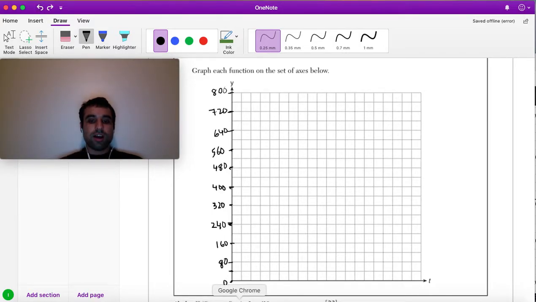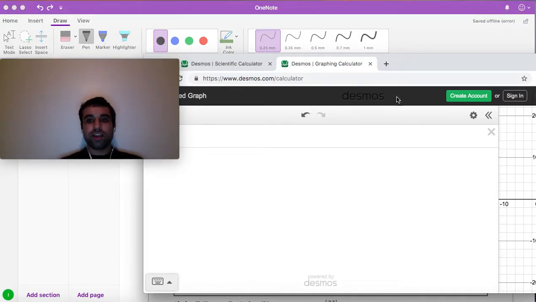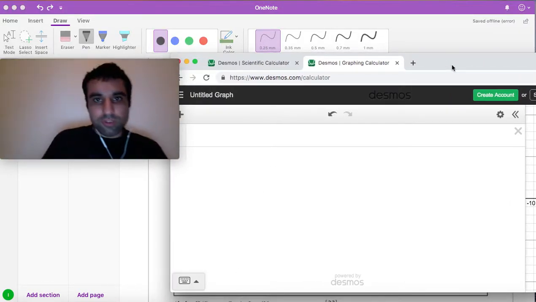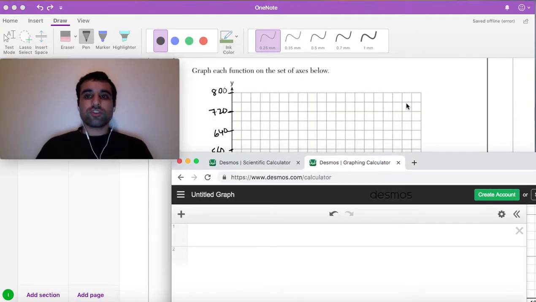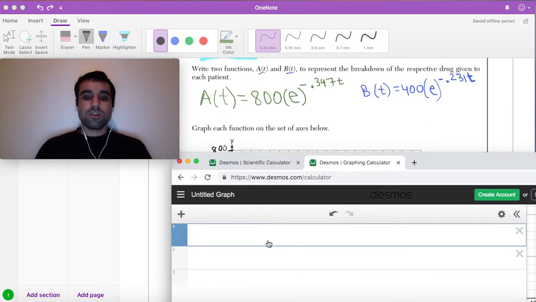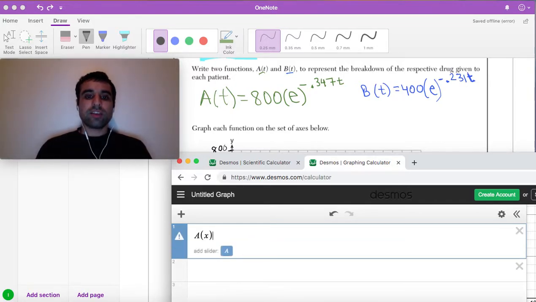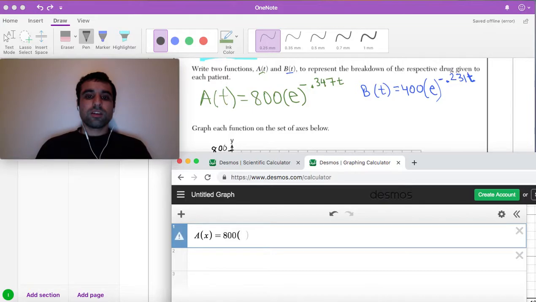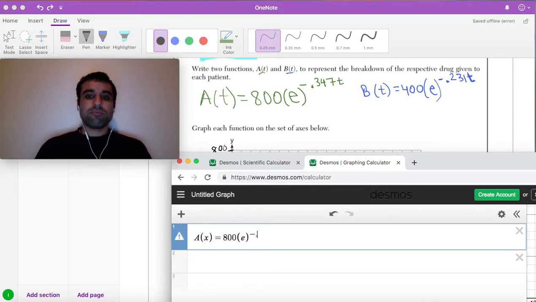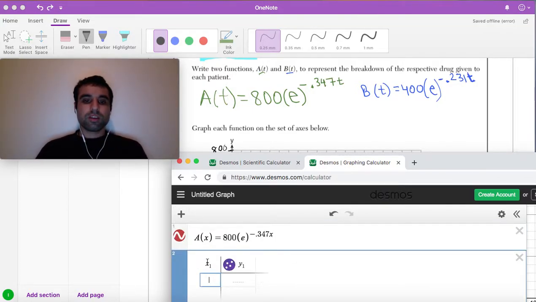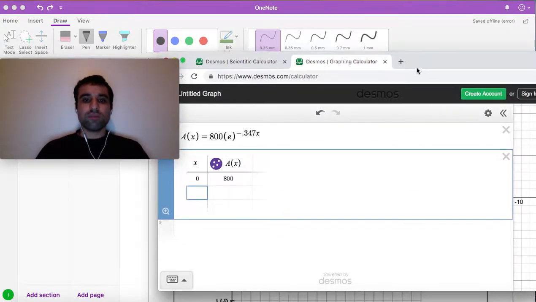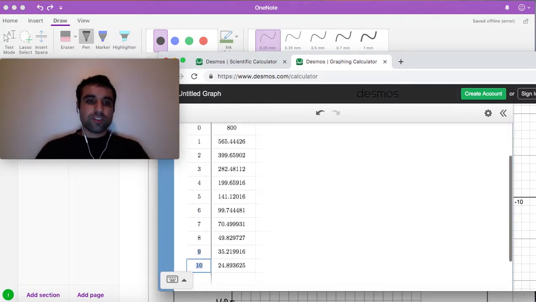Okay, so now I'm going to go into the Desmos graphing calculator, and I'm just going to get a table of values for the first equation, which I'm going to type in as A of x equals 800 times e to the negative 0.347x, because I don't know if it'll let me put t. Probably will, but x is going to be just fine. For x, A of x, we start at 0, and we'll just go up by a scale of 1 each time.